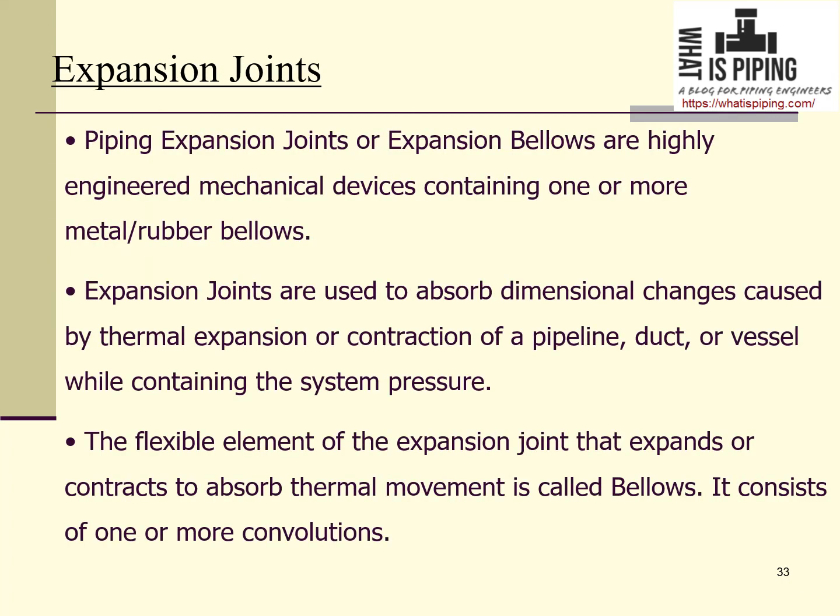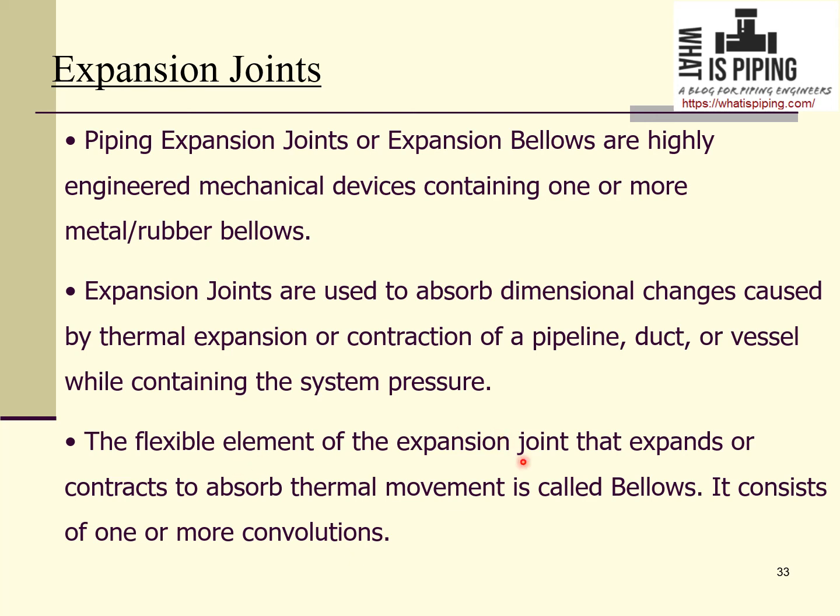Expansion joints. Pipe expansion joints or expansion bellows are highly engineered mechanical devices containing one or more metal or rubber bellows. Expansion joints are used to absorb dimensional changes caused by thermal expansion or contraction of a pipeline, duct, or vessel while containing the system pressure. So it can easily absorb the system pressure. It is designed for the system pressure, and at the same time it absorbs the thermal expansion or contraction.